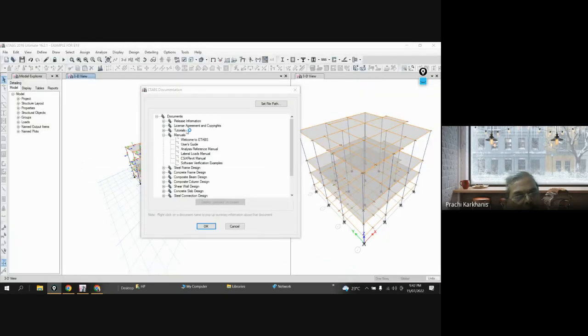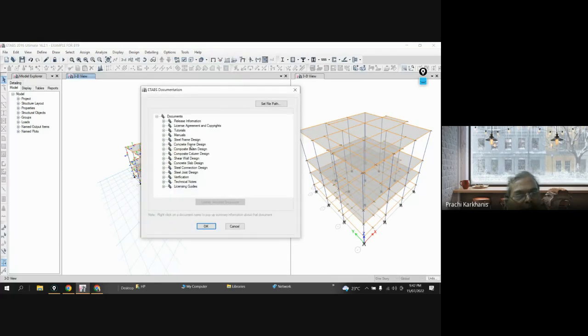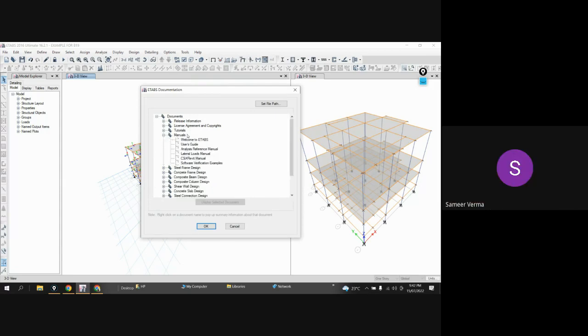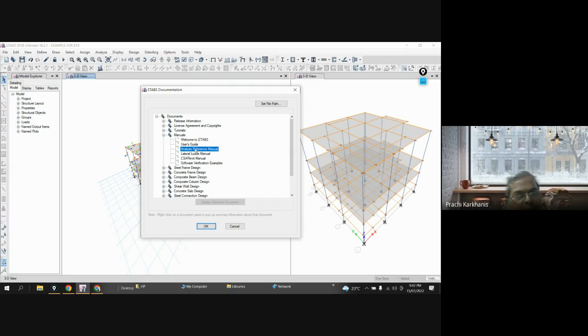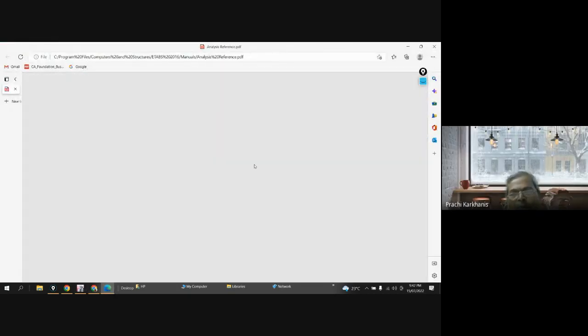So कहाँ से जाना है आपको? See, help, documentation. Under documentation, you will go to manuals, and under manual you will click analysis reference manual, and then you will click display, and yes, sir, it will be for you.